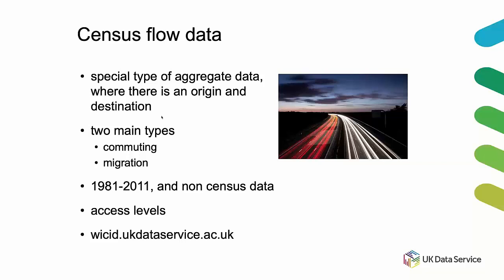We've got 1981 to 2011 census flow data, as well as some non-census flow data, such as migration data derived from NHS patient registers. 1981 to 2001 data is open access. Some of the 2011 data is open access, but some of it requires authentication. That's safeguarded data, and it's restricted to staff or students in UK universities, and also UK government staff, NHS staff, and Research Council staff. Census flow data can be accessed through an application called WICID.